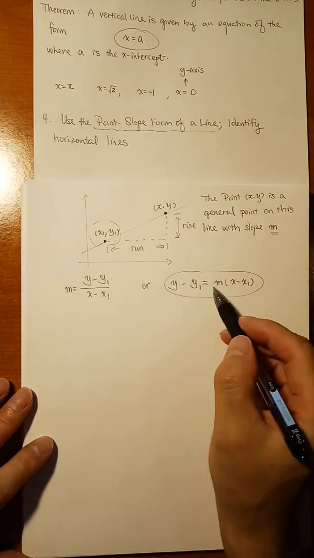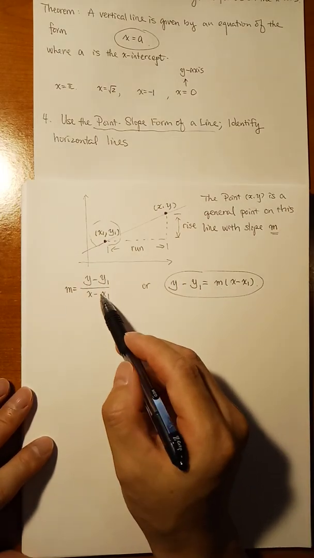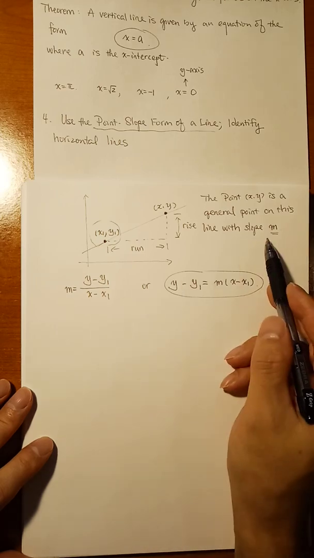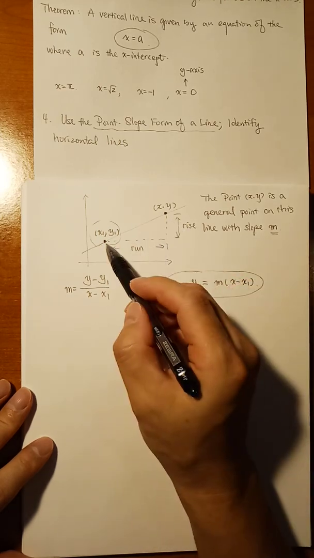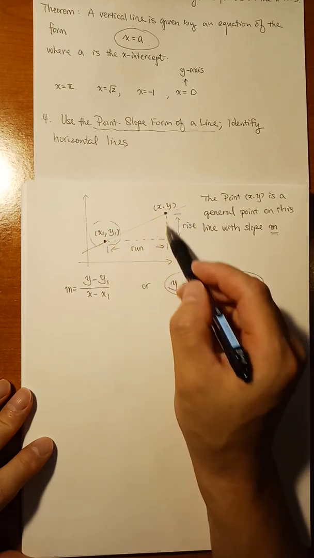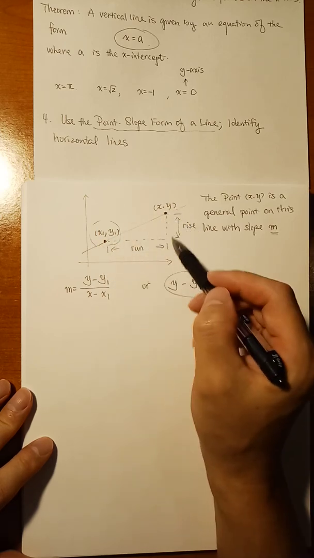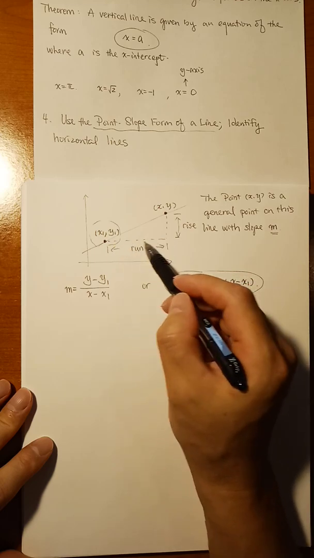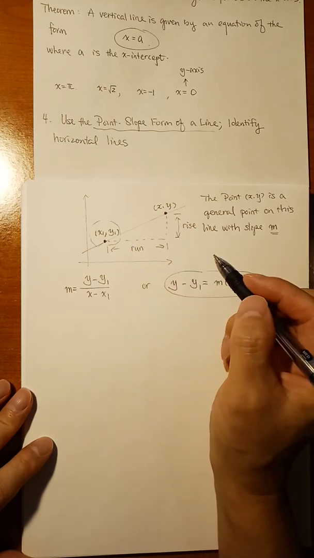All right, so how do we get it? We use rise over run. We use the definition of slope. How do we get a slope? We have a fixed point. We have a general point from the line, and then you can form this triangle. This triangle, the opposite is rise, this adjacent is run.